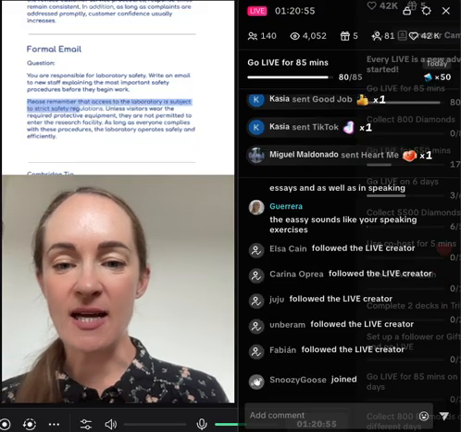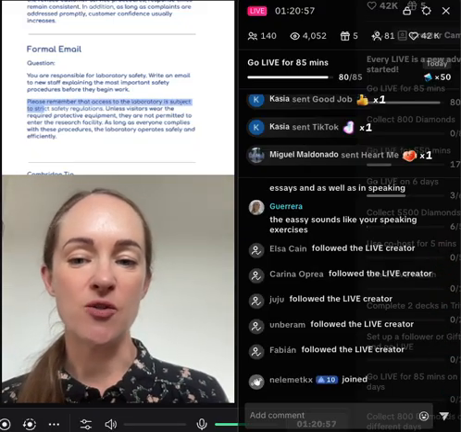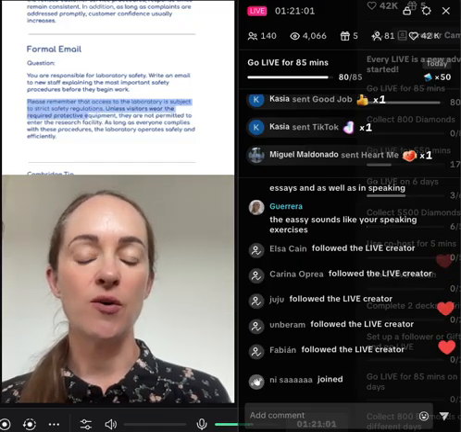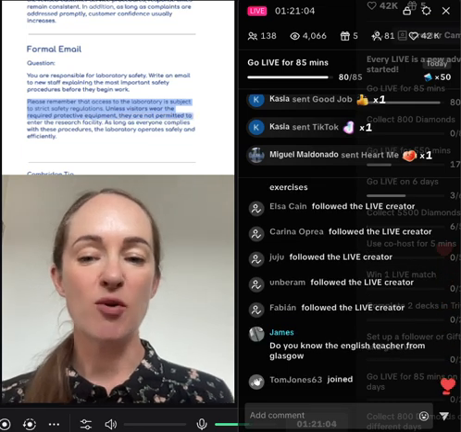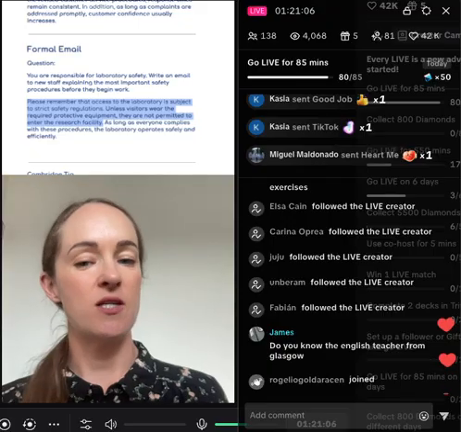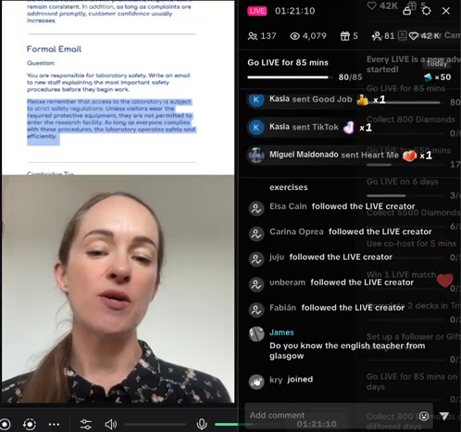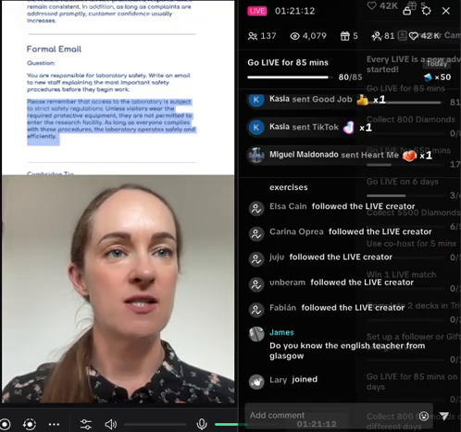Please remember that access to the laboratory is subject to strict safety regulations. Unless visitors wear the required protective equipment, they are not permitted to enter the research facility. As long as everyone complies with these procedures, the laboratory operates safely and efficiently.